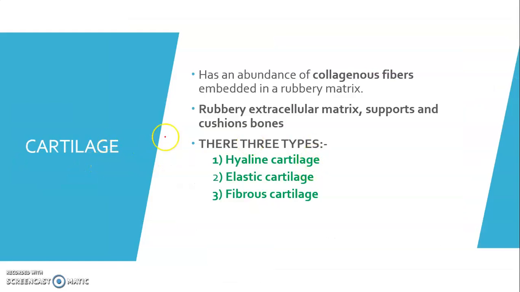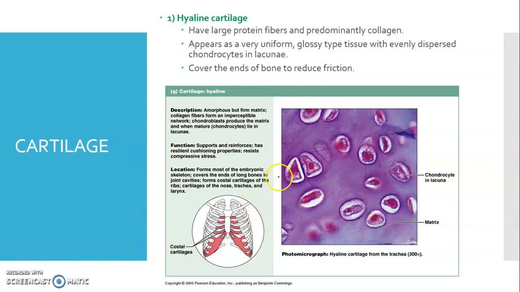Then we go to the cartilage. The cartilage is quite a specialized connective tissue. It has an abundance of collagenous fibers embedded in a rubbery matrix. The rubbery matrix becomes the ECM, and is used to support and cushion bone. So there are three types: first, hyaline cartilage, elastic cartilage, and also the fibrous cartilage. So we look at them in detail one by one.